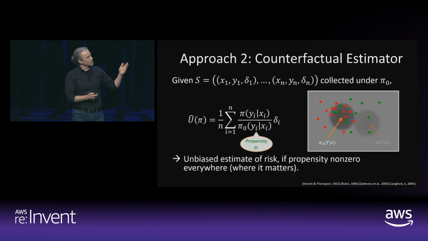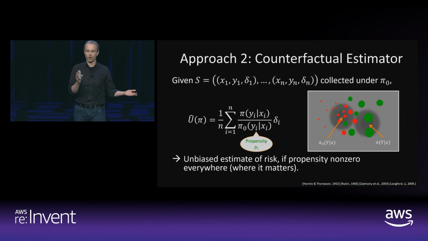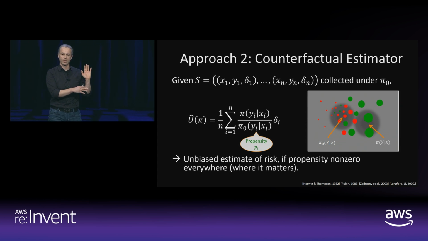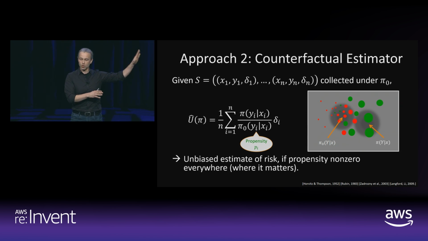So again, to visualize that, pi null collected the data. Now we want to evaluate this other policy, pi. What this inverse propensity score, IPS estimator, does is it upweights the terms over on the right, and it downweights the observations on the left. And if you do it in this way, there's a 3-line proof that shows that this is an unbiased estimate of the online performance.